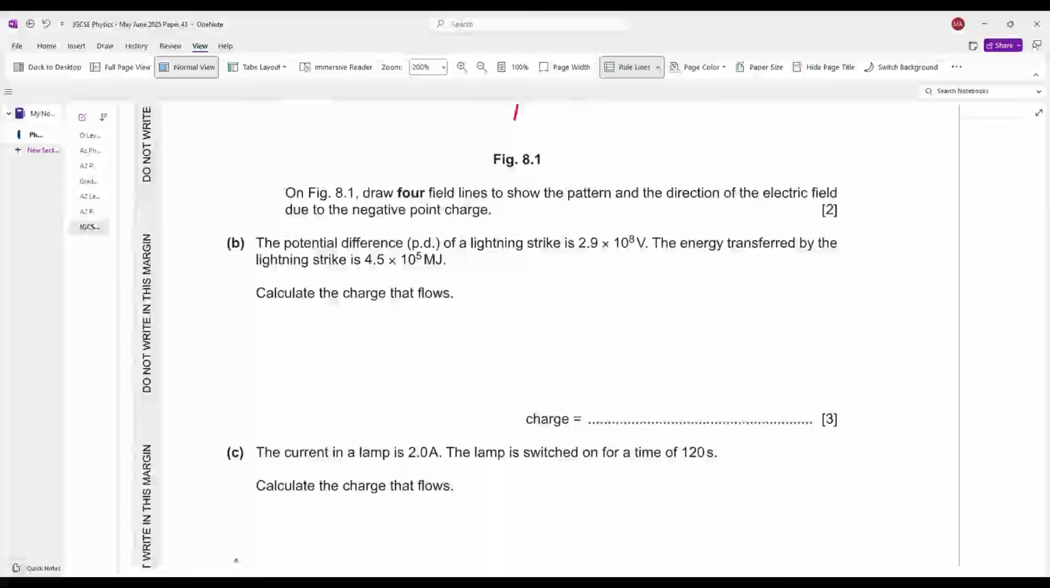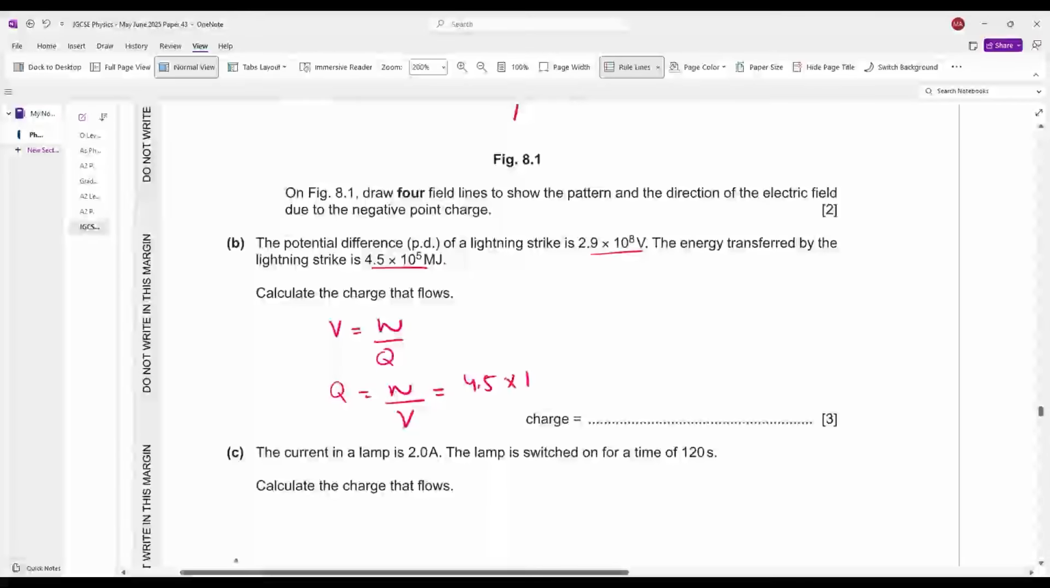Okay, so there is a potential difference of this. Work done is this. You have to calculate the charge. Voltage is equal to work done over charge. चार्ज किस तरह निकालोगे? Charge is equal to work done over voltage. What is the work done? 4.5 into 10 raised to the power of 5 megajoules. How do we represent mega? 10 raised to the power of 6, divided by the voltage. That is 2.9 into 10 raised to the power of 8.